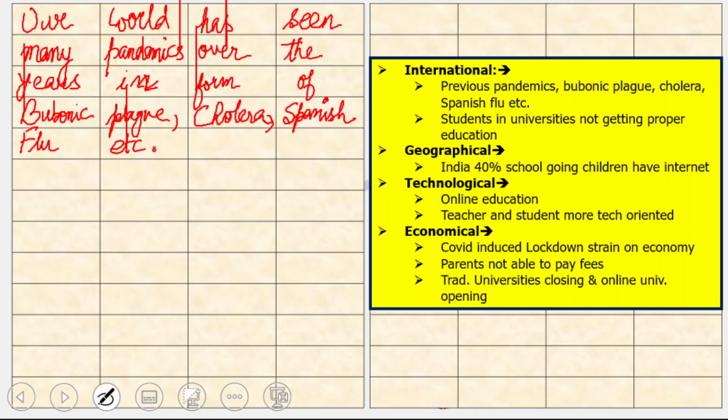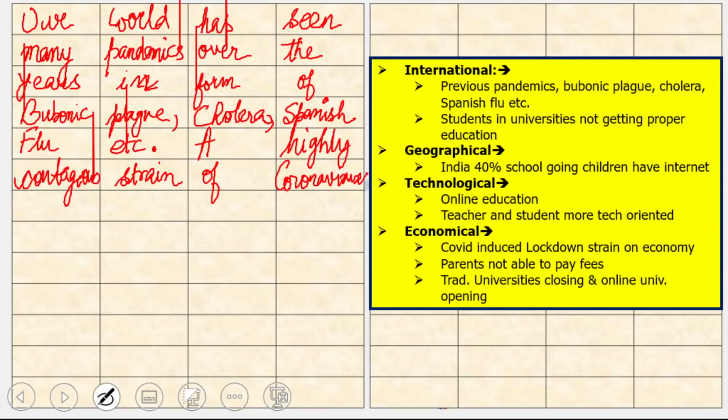We have understood a generic way in which a pandemic comes and affects, and then we are introducing our COVID. A highly contagious strain of coronaviruses. COVID is a type of coronavirus. There would be a comma here. COVID-19.